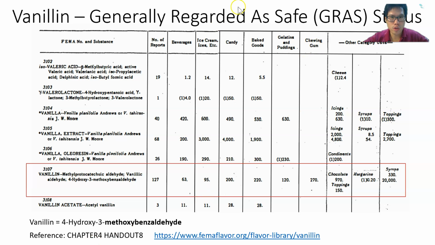All right. If you're interested to see the whole list of the FEMA GRAS list, you can refer to the Chapter 4 handout number 8. You can also go to their website, femaflavor.org, the flavor library, and you can search for the flavor molecule. In this case it is vanillin.